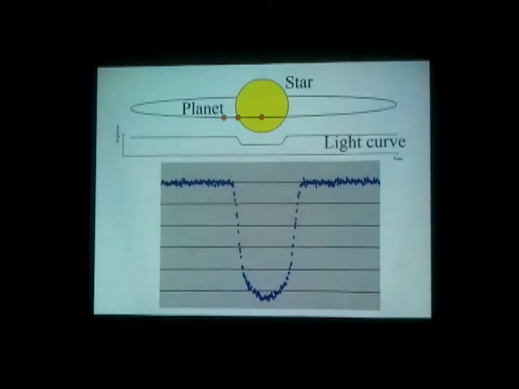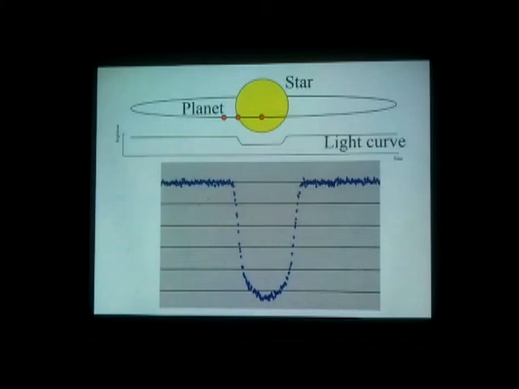Basically, this has to do with the chance alignment of a planet going right between us and a star. Now, if those planets were to orbit differently and didn't go between the Earth and that star, we'd never see them. But this is what we call a transit method.